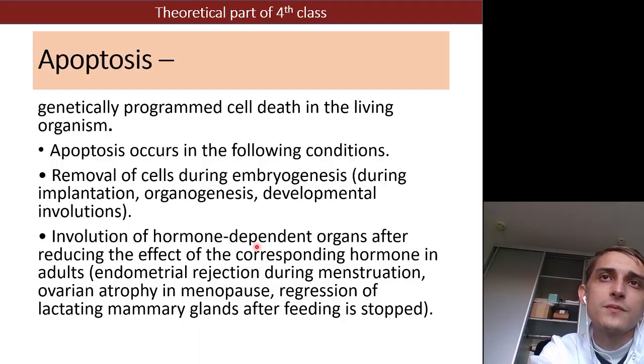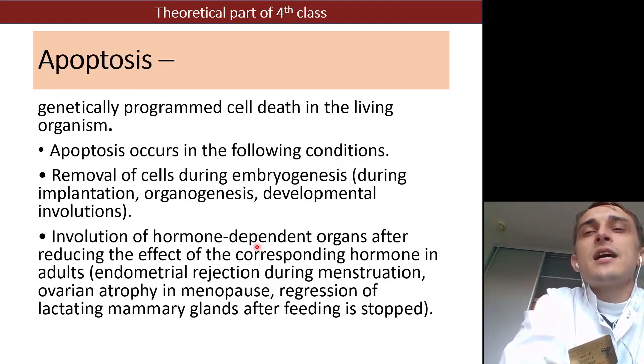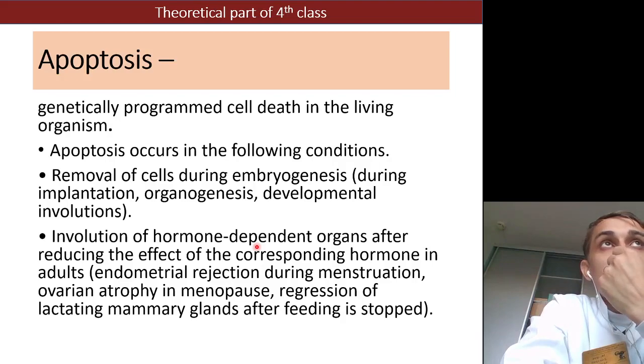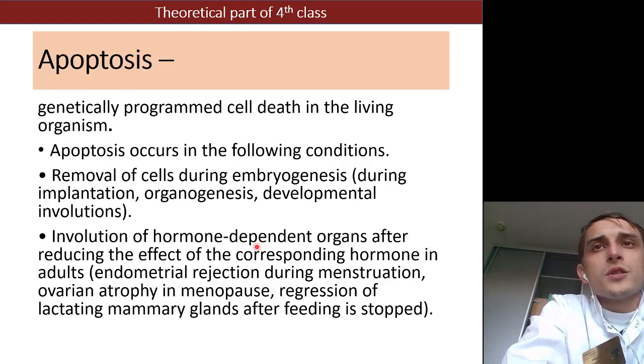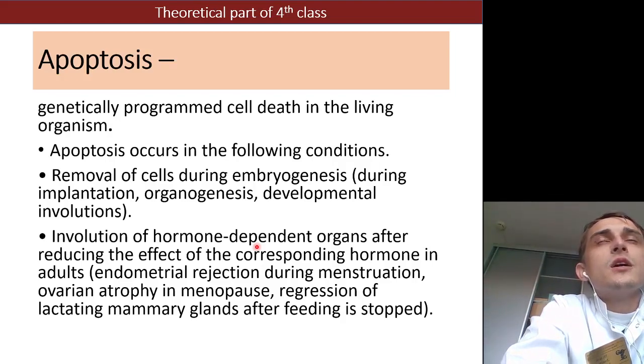auto-amputation of fragments. The next type of cell death is apoptosis. Apoptosis is a genetically programmed cell death in the living organism. Against necrosis, this process is normal and couldn't be discussed as a pathological process. For apoptosis, we should have special conditions, which first of all should be associated with the ending of the life cycle of a cell.